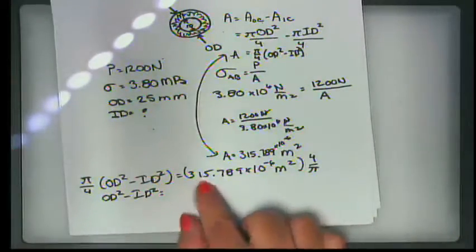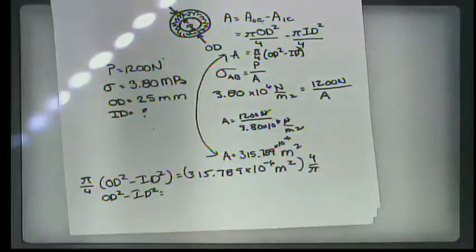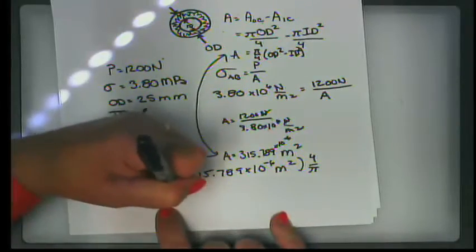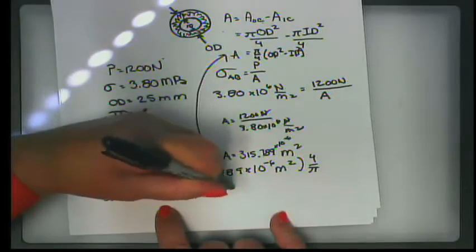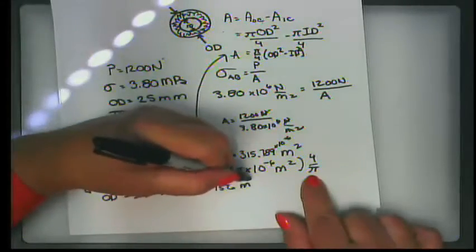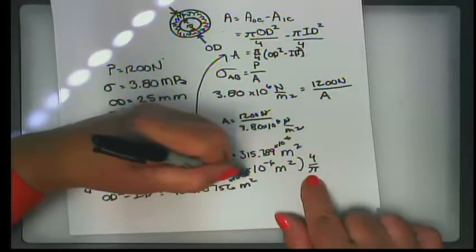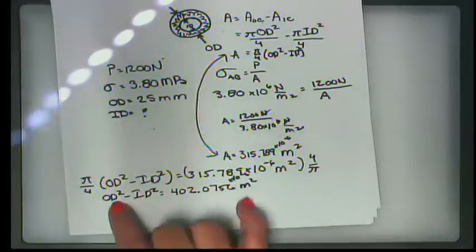Okay? And take that and multiply it by 4. And then divide it by pi. And that number comes out to be 402.0756. And that is in meters squared. Oh, times 10 to the negative 6, sorry. There. All right. Well, I know what my OD is.